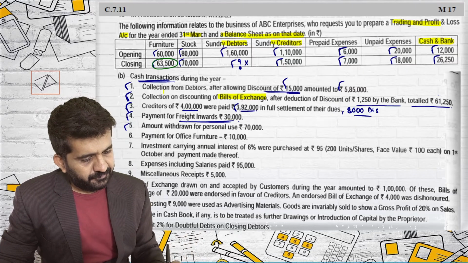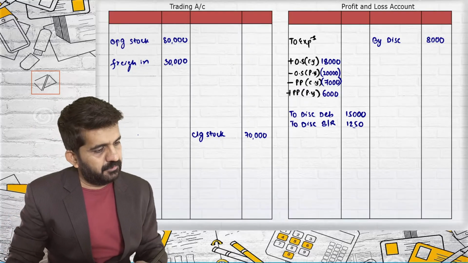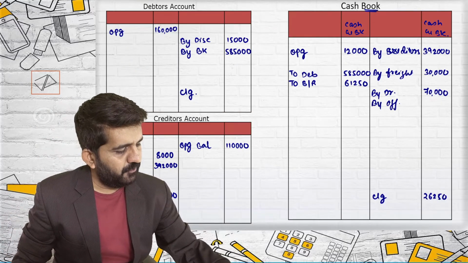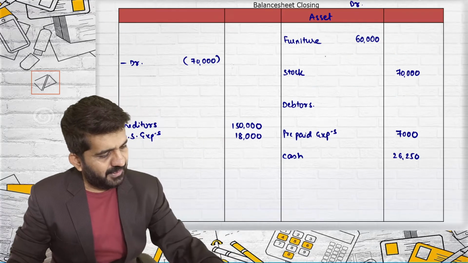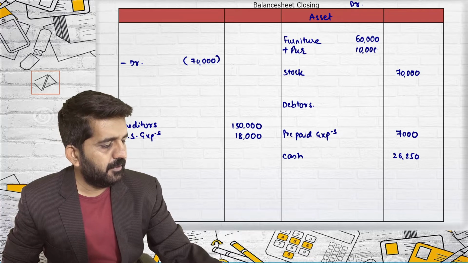Payment for office furniture 10,000. Buy office furniture 10,000. It will increase my asset. In the closing balance sheet, plus purchase 10,000.